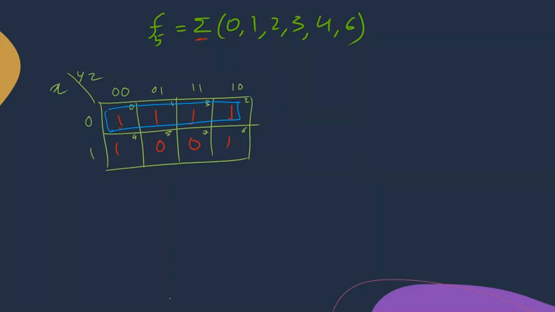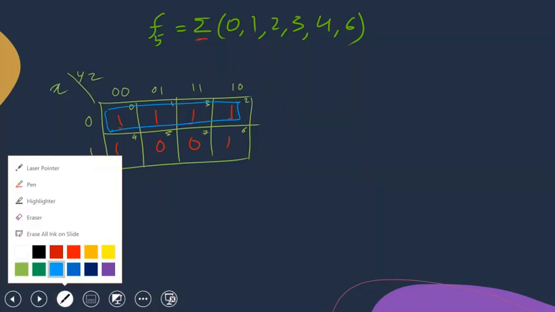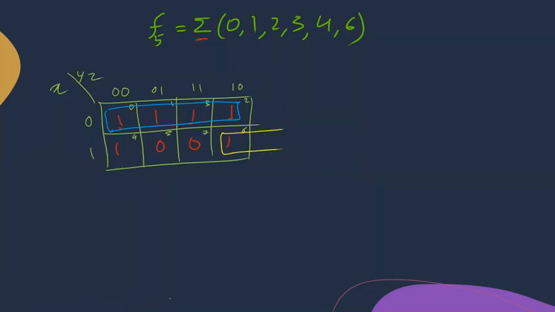Now two ones are left, one in box number 4 and one in box number 6. You all know that it's a rotating K-map, which means the sides are interconnected. This side is interconnected with this side, so you can make a pairing like this, because they are interconnected. If you do something like this, then you have included these two ones. But actually, this is not correct.